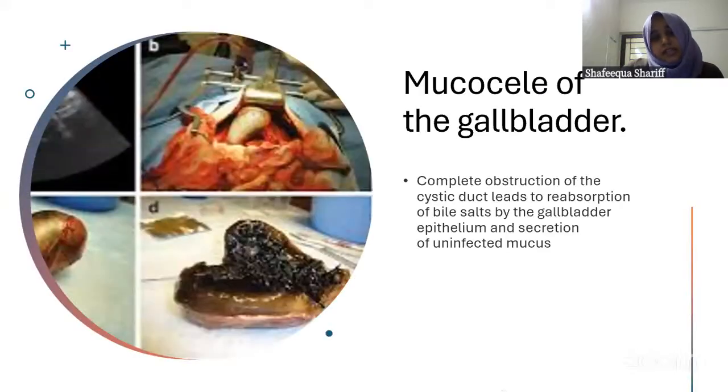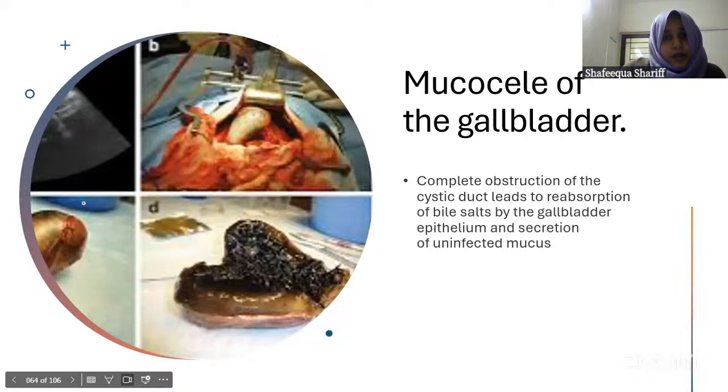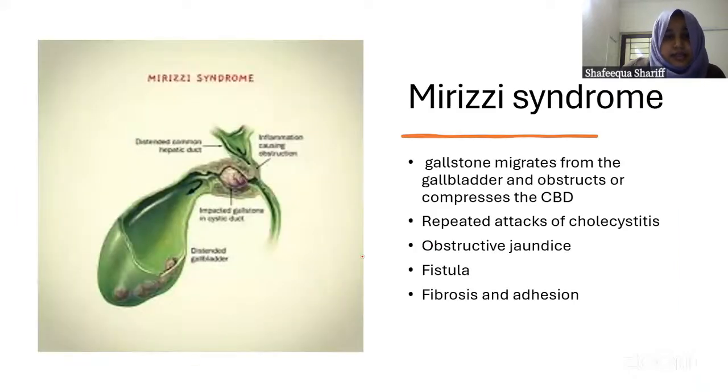So this is the next complication of gallstones: mucocele of the gallbladder. Whenever there's a complete obstruction of the cystic duct, all the bile salts get reabsorbed by the gallbladder, which secretes a portion of uninfected mucus. So a thick mucus-filled, distended gallbladder is formed. The next is, like I said, Mirizzi syndrome.